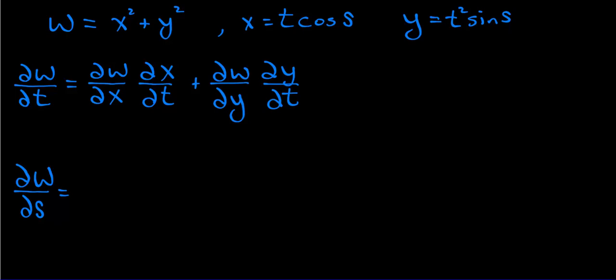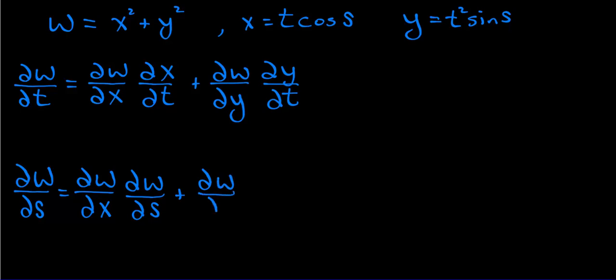Okay, so there's that one. Now, if we look at it the other way, we're going to go to each variable, x and y, and we work our way inside. So this is going to be partial w with respect to x, partial x with respect to s, plus partial w with respect to y, partial y with respect to s. And there it is. This is the way we approach it when we have two independent variables.